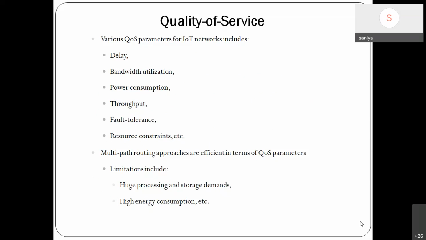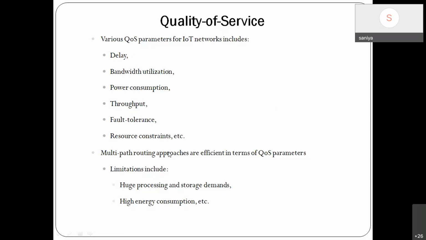There is research going on this. So quality of service parameters, we can focus on various parameters like delay, bandwidth utilization, power consumption, throughput, fault tolerance, and then there are resource constraints, which is an important parameter, and which is our topic on which we are focusing. So, what are the various approaches?